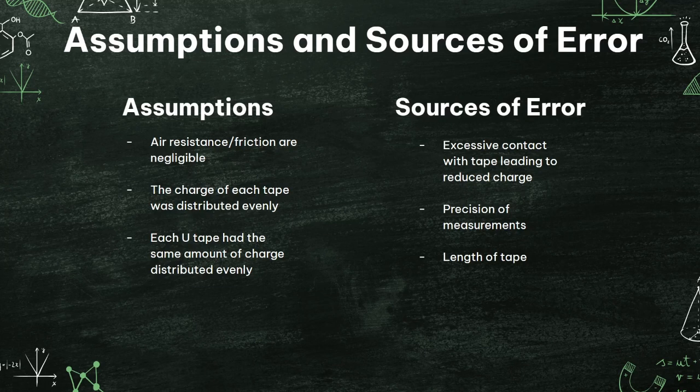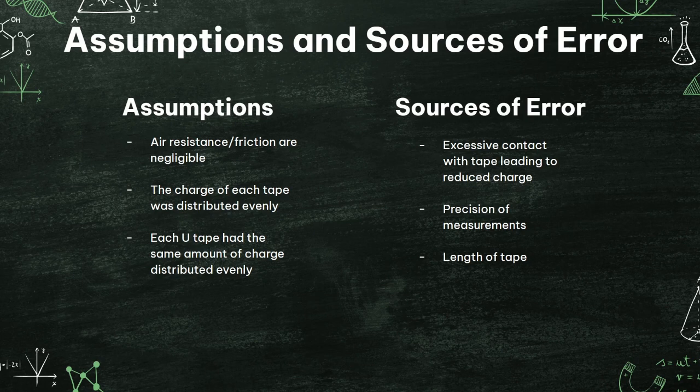Now, some assumptions I made were that the charge of each tape was distributed evenly, basically. So obviously there'd be small micro differences in how the charge is distributed on the tape, but that's not something I account for in this model. I also made the same assumption as Lab 1 that each U-tape had the same amount of charge. And I also assumed that air resistance and friction are negligible, which is not always the case, even if they have a small impact, it would be hard to quantify in this model.